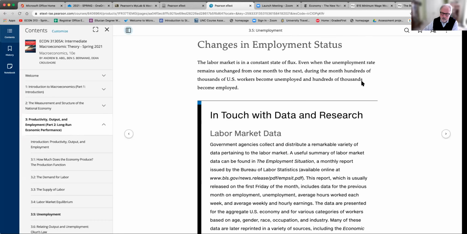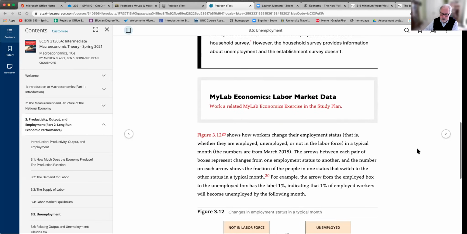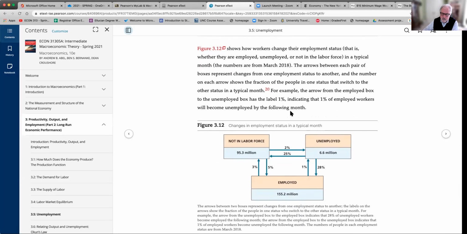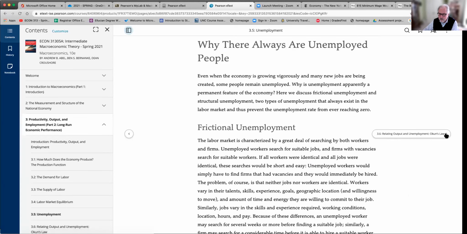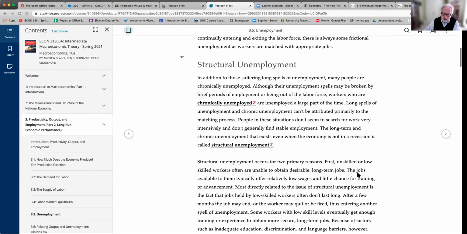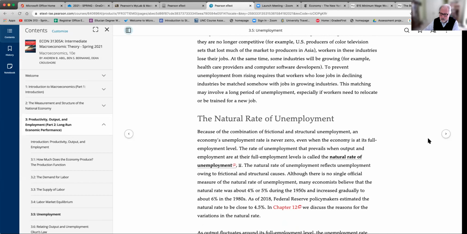So, changes in the employment status. These are some of the things that you've been reading about in the Wall Street Journal, and they give some understanding about people who are going in and out of the labor force in any given month and how that affects the economy, and how long people are unemployed. So there are various topics around unemployment: how it's measured, and the types of unemployment, frictional unemployment, structural unemployment, the natural rate of unemployment, and how those things are related to the overall health of the economy.